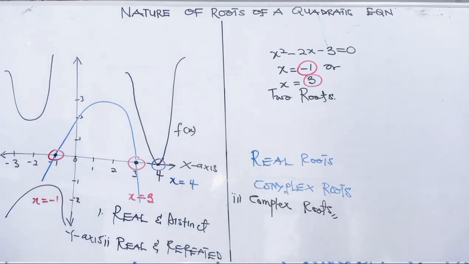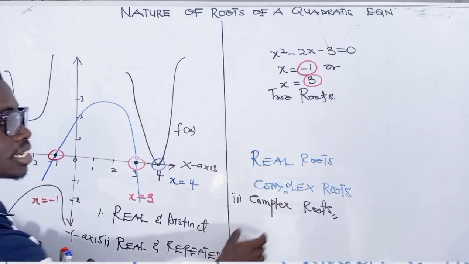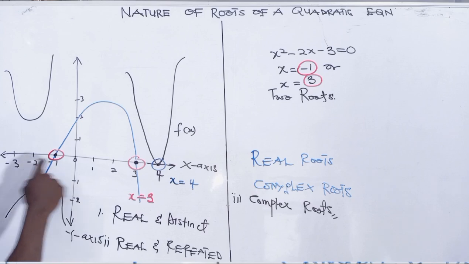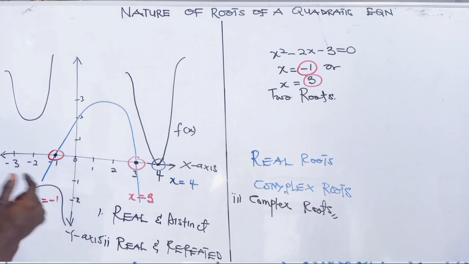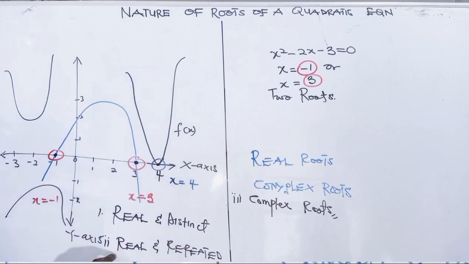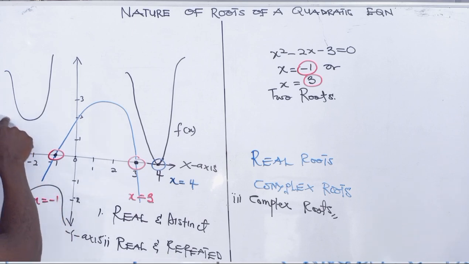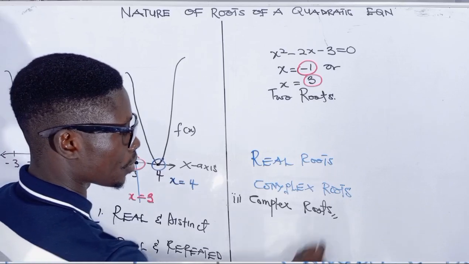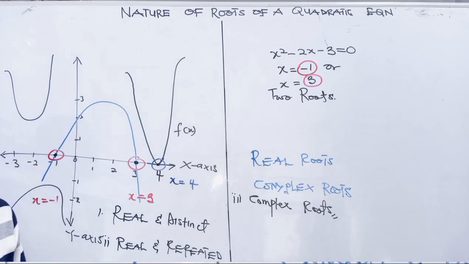So these are the types of roots that we have. We have real and distinct roots, real and repeated roots, and complex roots. When the curve intersects the x-axis at two different points, we are going to have real and distinct roots. When the curve intersects the x-axis at only one point, we are going to get real but repeated roots. And when the curve does not intersect the x-axis but hangs below or above the x-axis, we are going to have a complex or imaginary root.